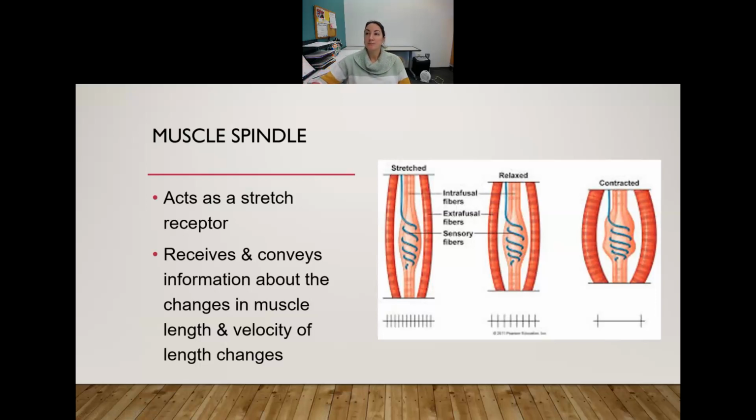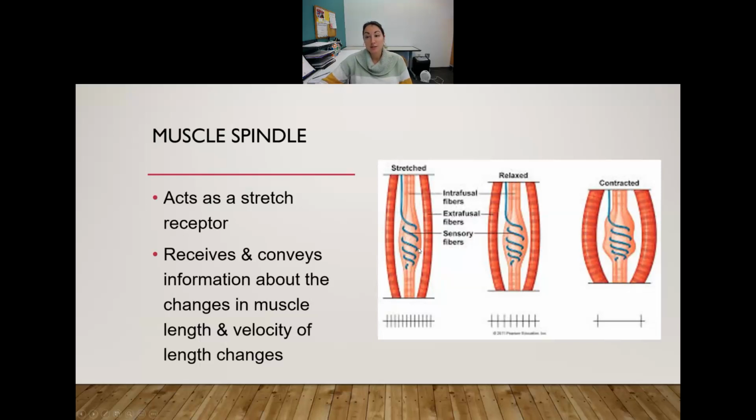Thank you, Mr. Kenny. All right, muscle spindles. They act as a stretch receptor. They receive and convey information about changes in muscle length and how fast those changes occur. That's the muscle spindle. It's a little fiber that's coiled around the muscle, and as the muscle is stretched or contracted, it sends feedback back to the brain to say, hey, we're getting stretched. Some of this feedback is actually relayed at the level of the spinal cord. We'll go through a little bit of that in a minute. But these are muscle spindles. They are stretch receptors that tell you what's going on. Am I getting lengthened? Am I contracting?